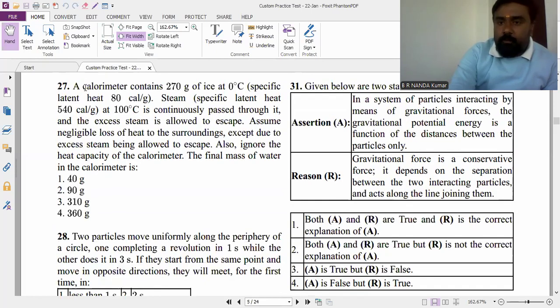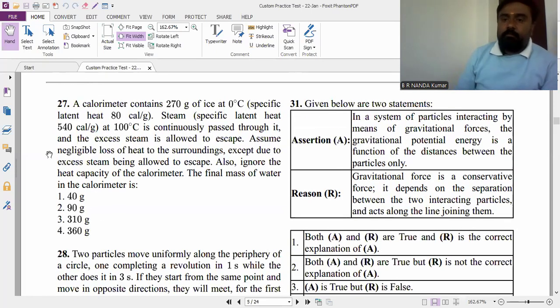In a system of particles interacting by means of gravitational forces, the gravitational potential energy is a function of distance between particles. That is a true statement, minus GMm by r. It depends on r, correct. Gravitational force is a conservative force, correct. It depends on the separation between interacting particles and acts along the line joining them. So that is also correct.